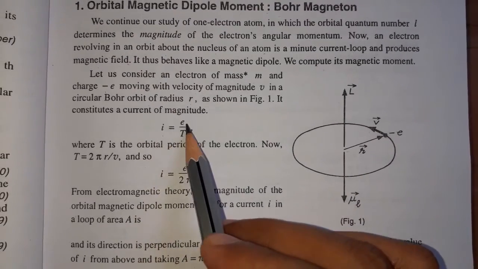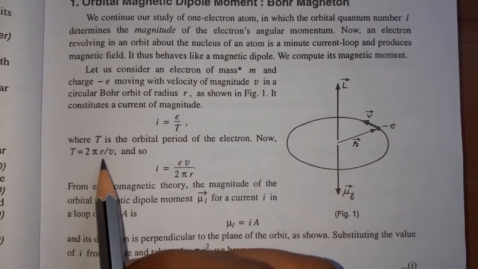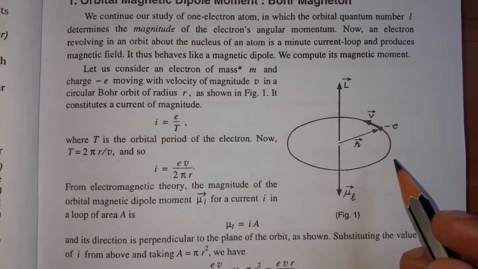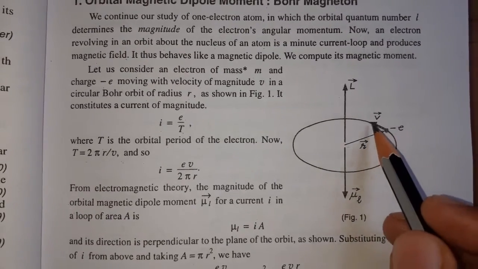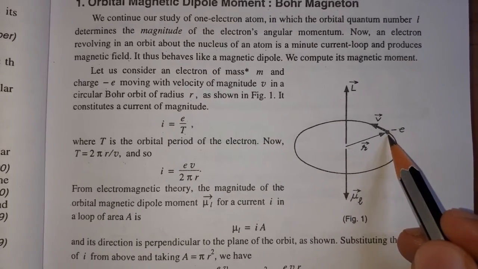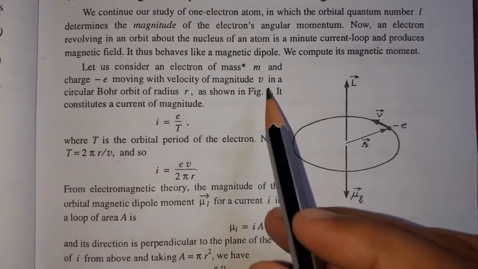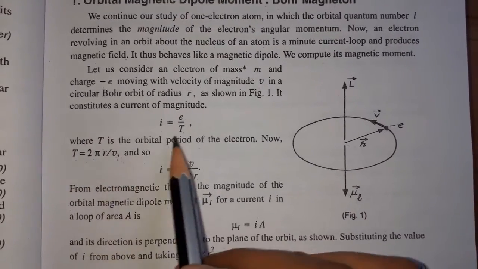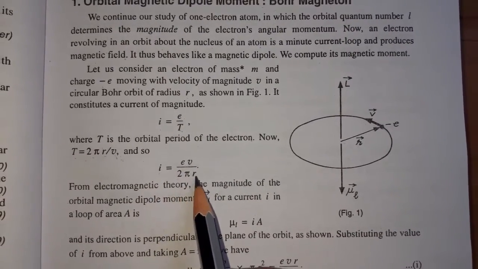I equals e divided by T, where T is the orbital period of the electron and T equals 2 pi r divided by v. How is this? Because we know that time period equals total distance covered divided by the velocity. Here the electron covers a distance equal to the circumference of the circle, which is 2 pi r with radius r, divided by the velocity of the electron, v. So T equals 2 pi r by v. This is the time period. So putting this value in this equation, we get I equals e v divided by 2 pi r.